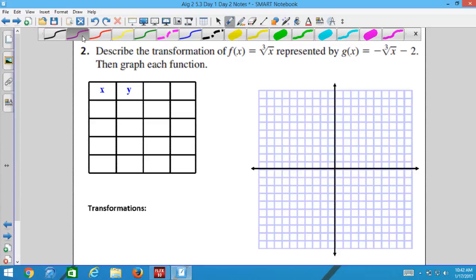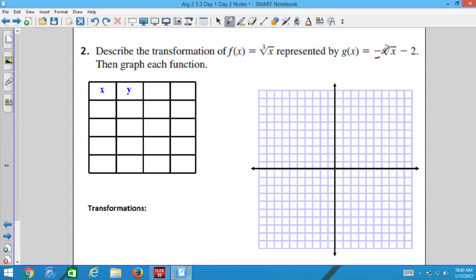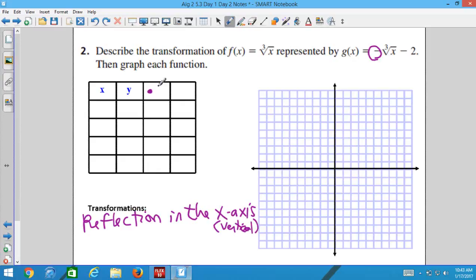What up here is giving me a reflection? The negative up front is a reflection in the x-axis, which means it is a vertical reflection. If you look at where it is put, it is where the y values go. It is not with the x, it's the y values. So over in my chart, if I'm using my chart, I would multiply the y values by -1.